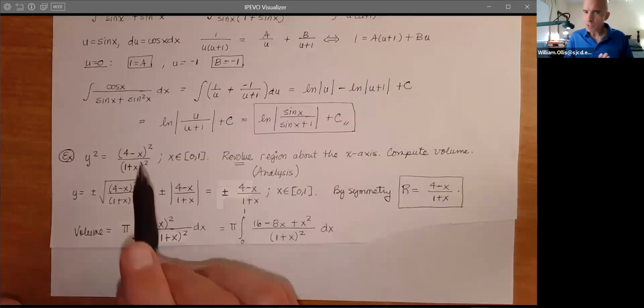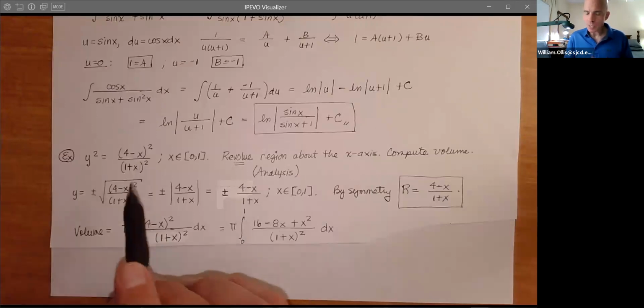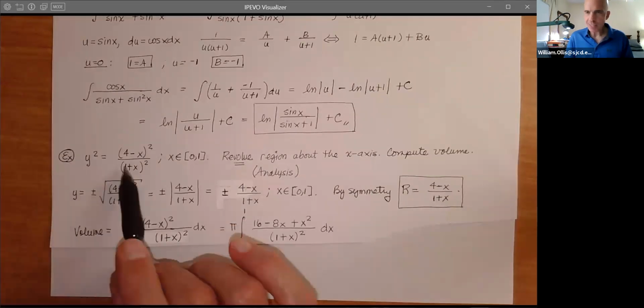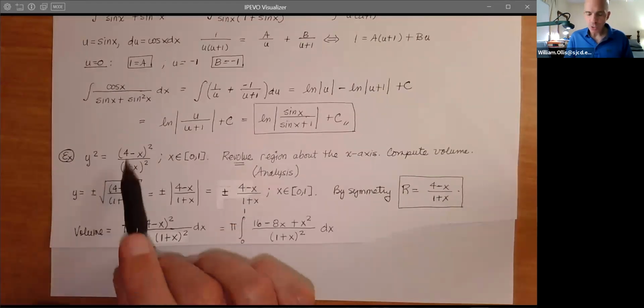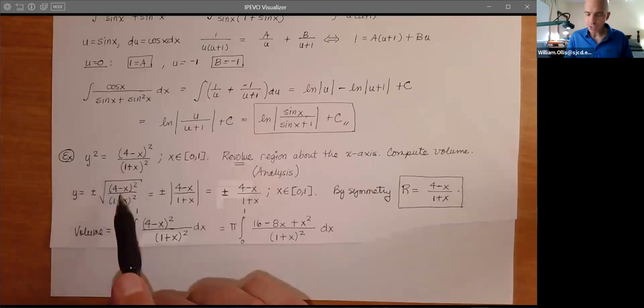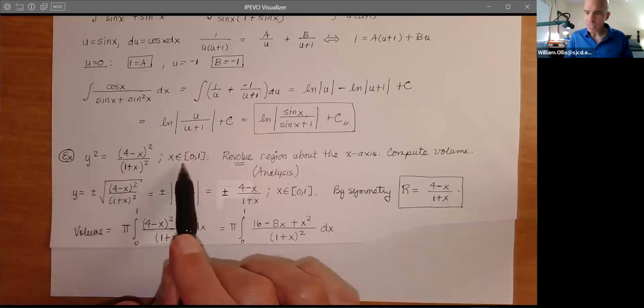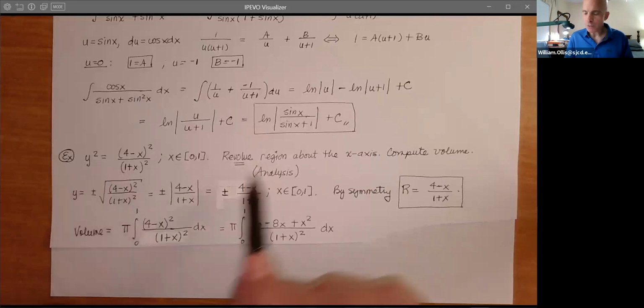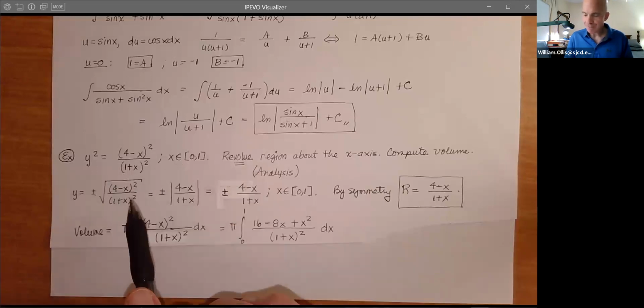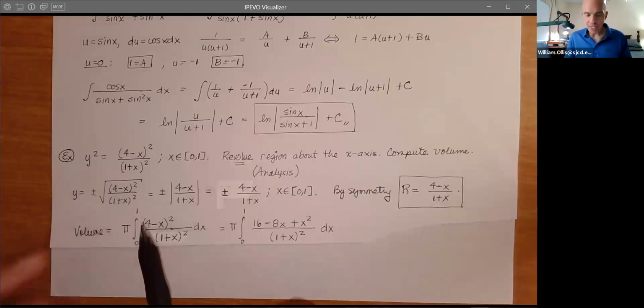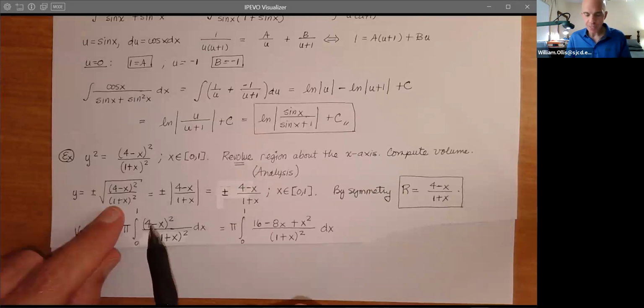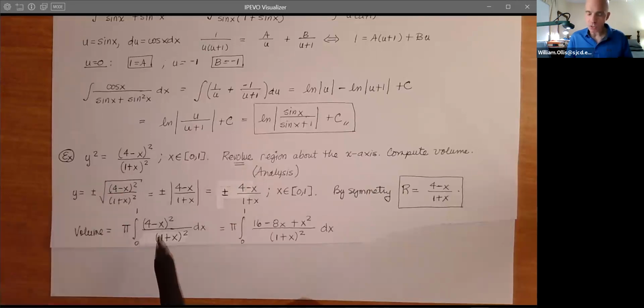The problem comes to you in a very interesting way. You're given this like the equation of a circle. That is, you have this curve which is symmetric, a nice even function for x between 0 and 1, and you want to revolve the region about the x-axis. Well, the thing is that you think of this just like arcs of a circle. So you have y is plus or minus the square root of this to get the upper arc and the lower arc, so to speak.